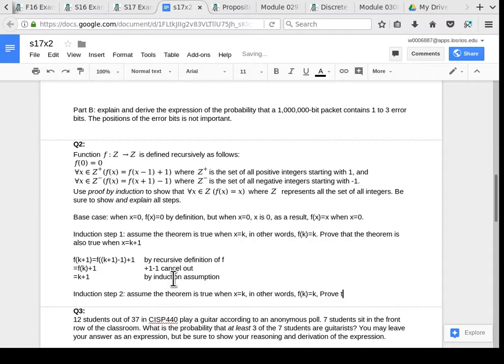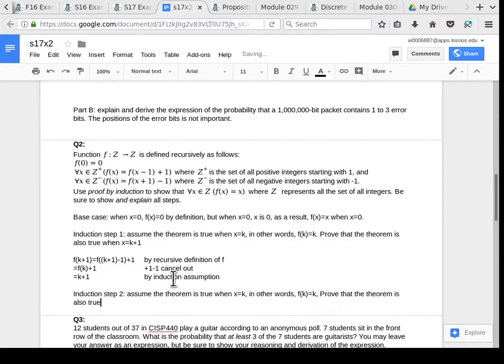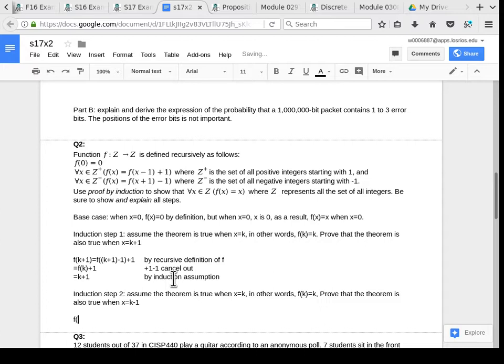But this time, we have to prove that the theorem is also true when x equals k minus 1, because we want to be able to go negative. So in this case, we say f of k minus 1 equals f of (k plus k minus 1), the whole thing plus 1 minus 1. And this one is by definition. It is by this particular definition here. Let me just highlight which one we're talking about. It is by this particular recursive definition, by recursive definition of f.